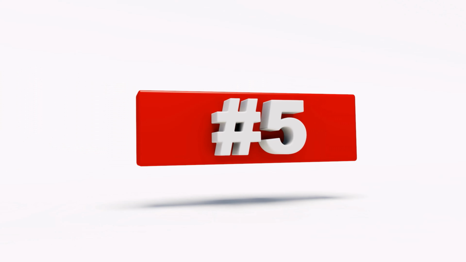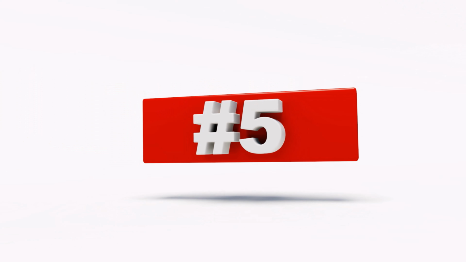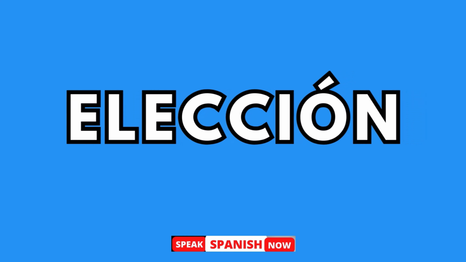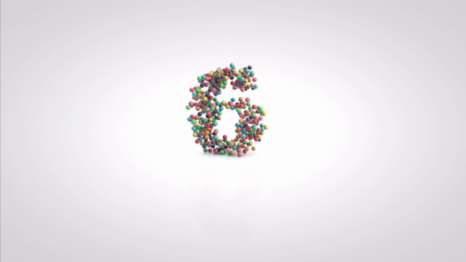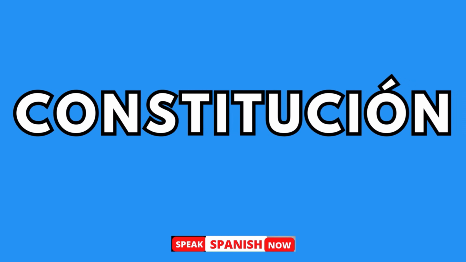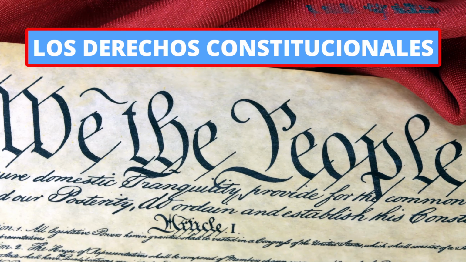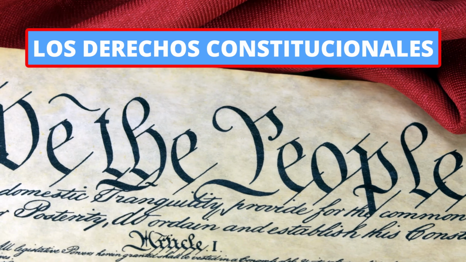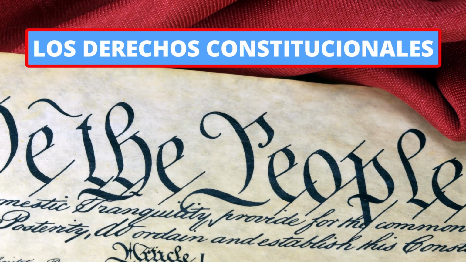Coming in at number 5, this one's really easy, both in English and Spanish. Election comes from the Latin electio. In español, decimos elección. The only difference, a slight change in spelling and an accent mark. Coming in at number 6, both languages share the word constitución, from Latin constitutio. So when you hear talk about los derechos constitucionales, you can quickly gather what is being discussed. If you know, let me know in the comment section below.